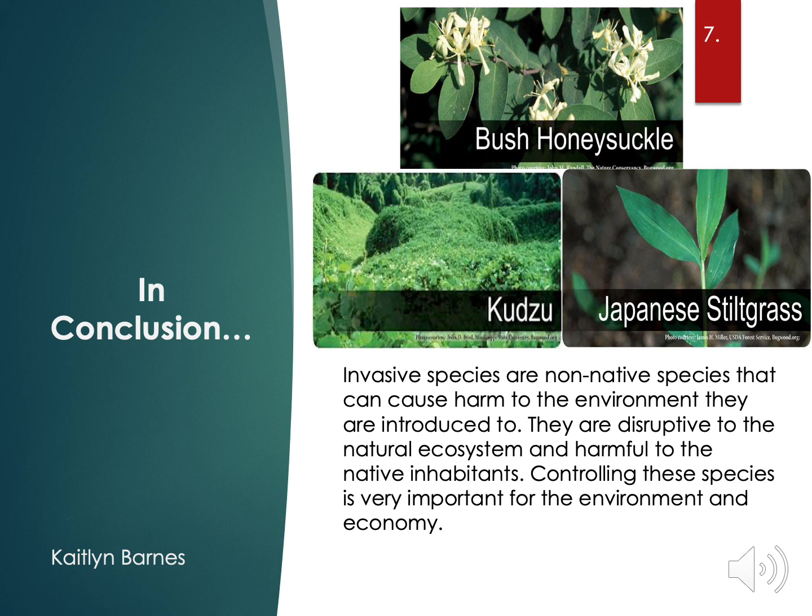The three pictures at the top are three plants that are invasive species that are very common in Kentucky. These are bush honeysuckle, kudzu, and Japanese stiltgrass.